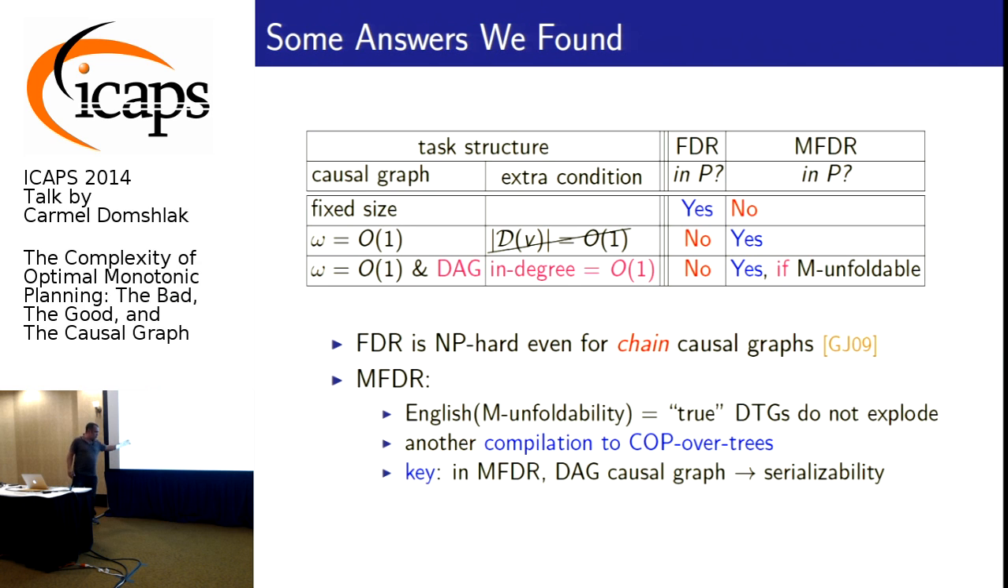Again, the compilation is to constraint optimization over trees, but the compilation is different. And the key property here, that I believe will be exploited in heuristic generation as well over the years, is that unlike in FDR, in MFDR, acyclic structure of the causal graph implies serializability of the problem. And it doesn't hold in FDR. So you can solve your roots, then move to kids of the roots, and then to grandkids, whatever.